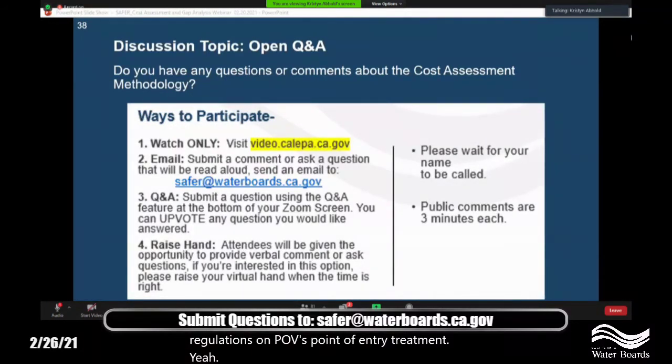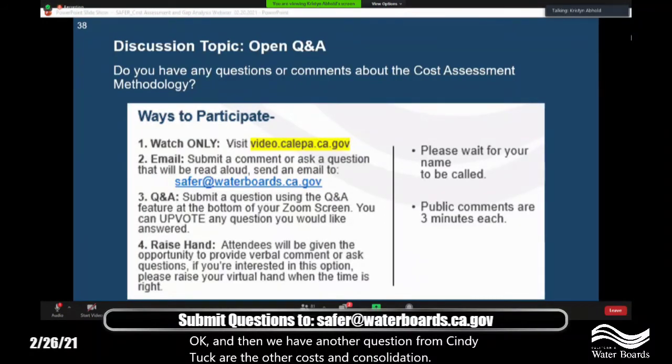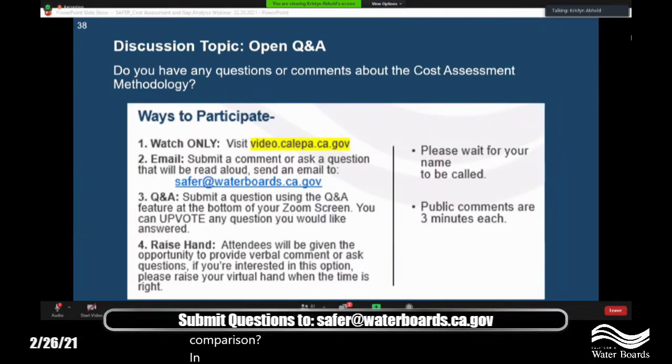Okay. And then we have another question from Cindy Tuck. Are the other costs in consolidation, tanks were referenced, for example, just now, part of the 25% comparison in the examples today?